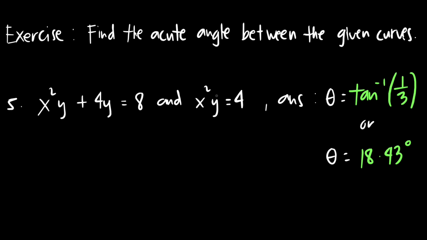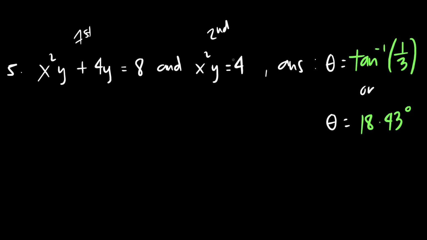For number 5, find the acute angle between the given curves. So x squared y plus 4y equals 8 and x squared y equals 4. So let's answer. We'll let this curve be our first curve, and this also our second curve. So we'll try to find y prime. So y prime is equal to m1, right? Also here, y prime is equal to m2.